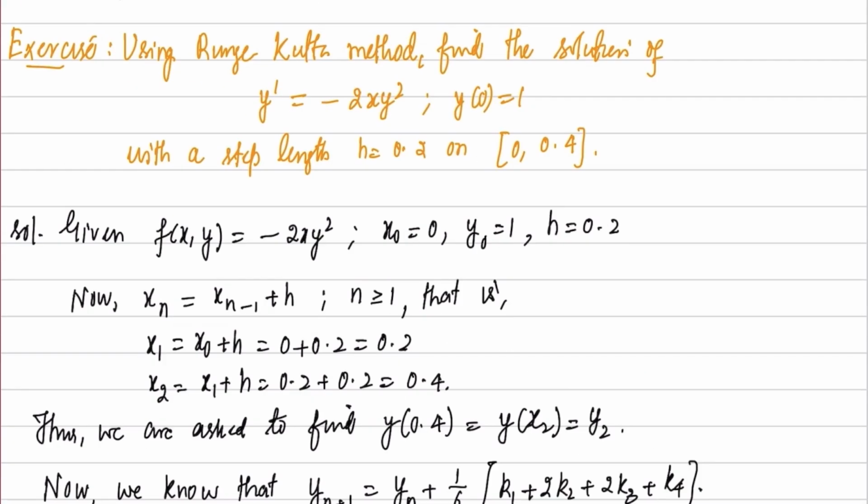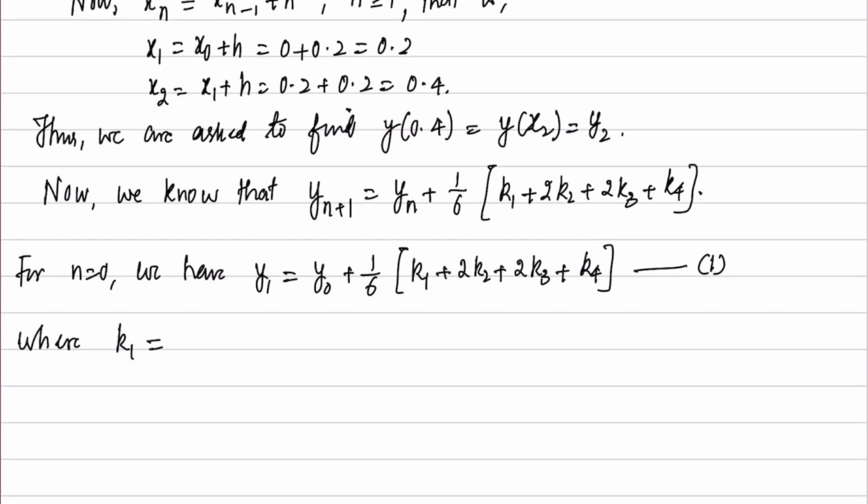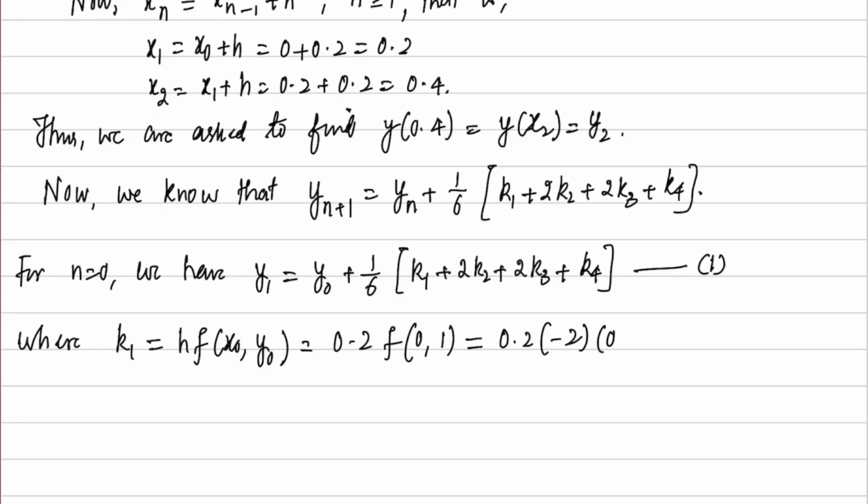Now, using n equal to 0 in this formula, we get k1 equal to h f(x0, y0), which is equal to 0.2 into f(x0, y0), where x0 is 0 and y0 is 1. Let's calculate it properly. This is equal to 0.2 into minus 2 into x, that is 0, into y, that is 1, squared. So this is equal to 0.